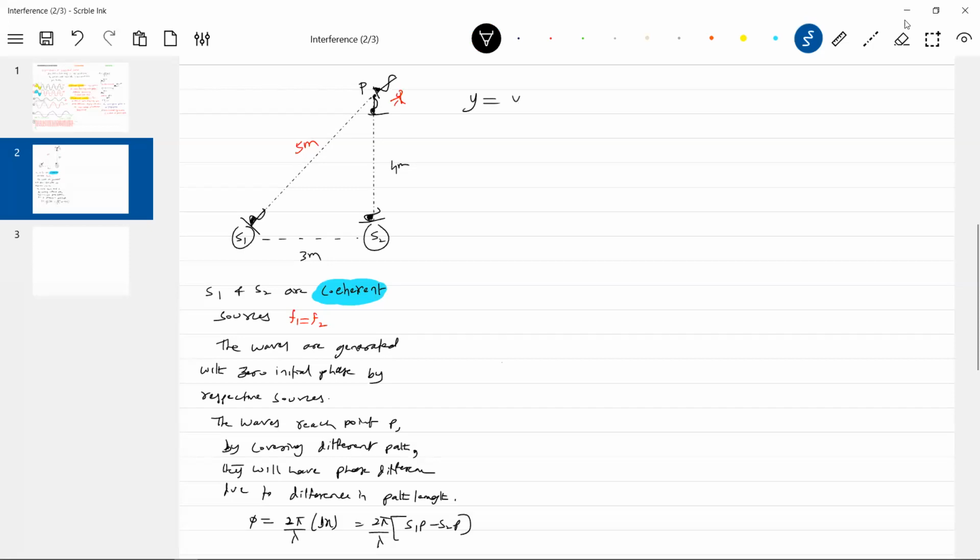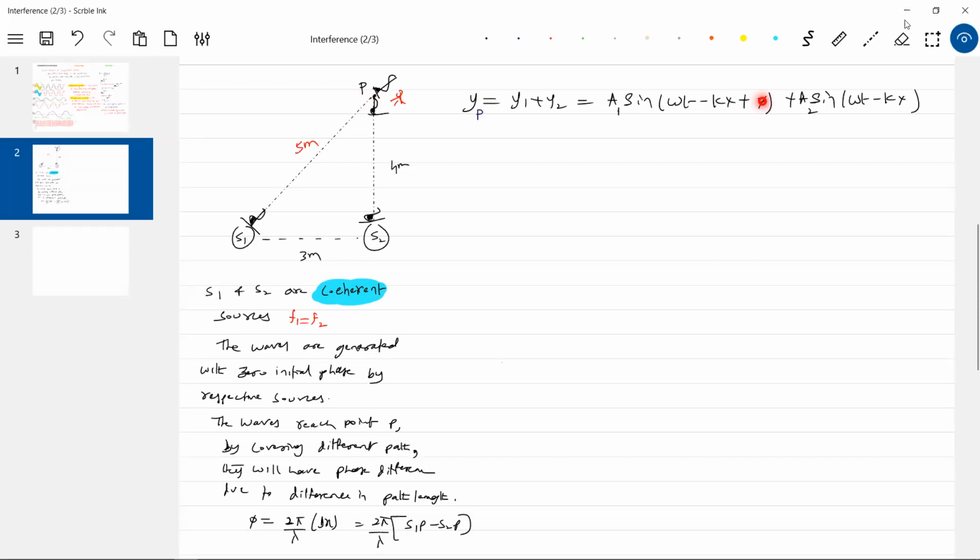y is equal to y1 plus y2. So a sine(omega t minus kx plus phi) plus a sine(omega t minus kx), let it be of different amplitude, later on we'll change it. What is phi? It is the phase difference of the waves arriving at point P. In fact, both are generated with zero phase. But by the time the waves arrive at point P, this will acquire some phase.